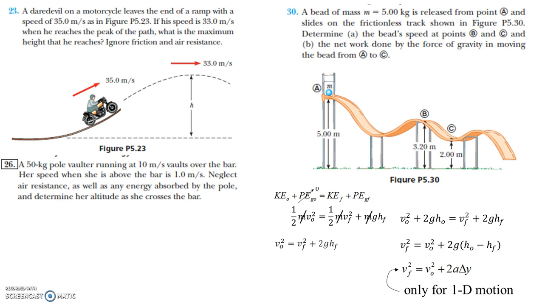There are no straight lines here at all. The track is always curved, and so it's completely wrong to try to use Vf squared equals V naught squared plus 2a delta y in this case, even though there are changes in heights.